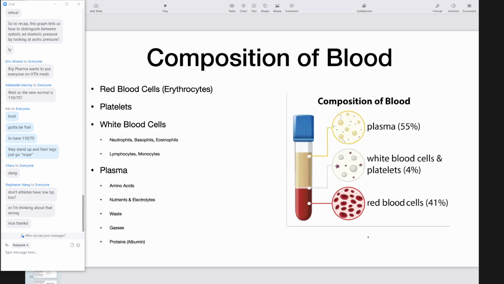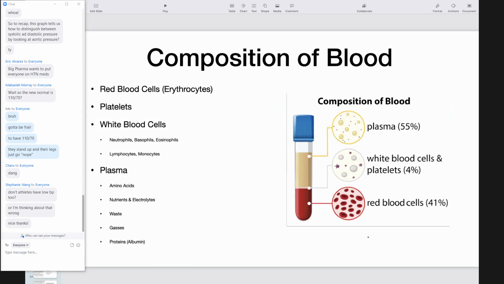So it's the composition of blood. It's not just water, and it's not just red blood cells, right? It is about 55% plasma, 4% white blood cells and platelets. White blood cells are your immune cells. We'll talk more about those in the immune lectures. And 41% of it is red blood cells.